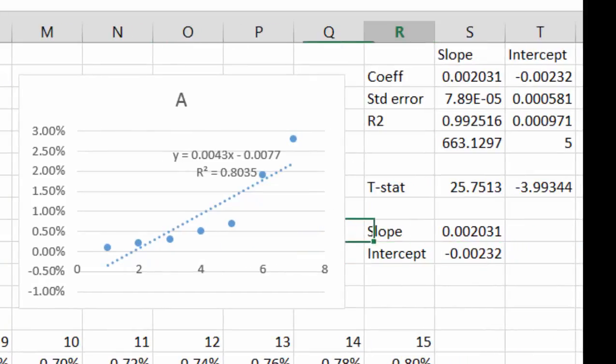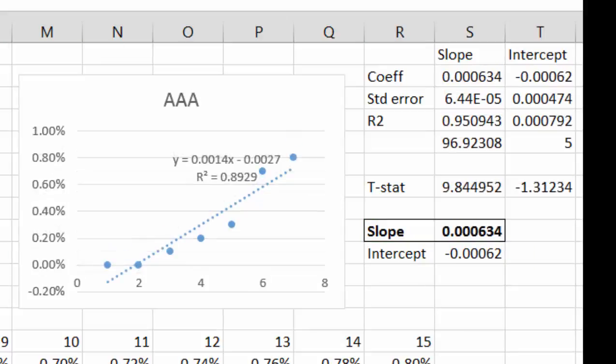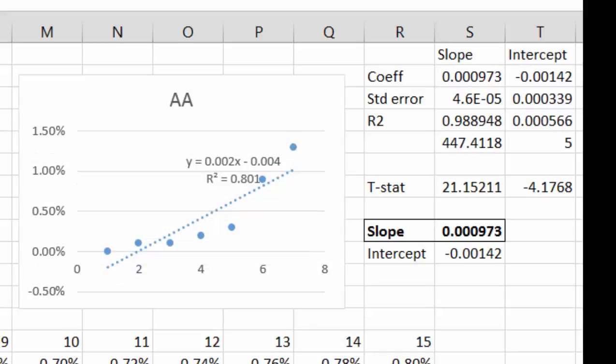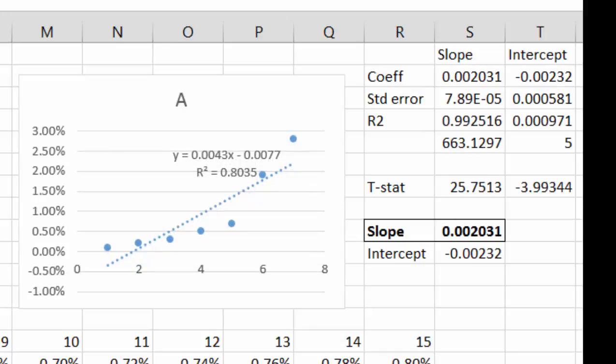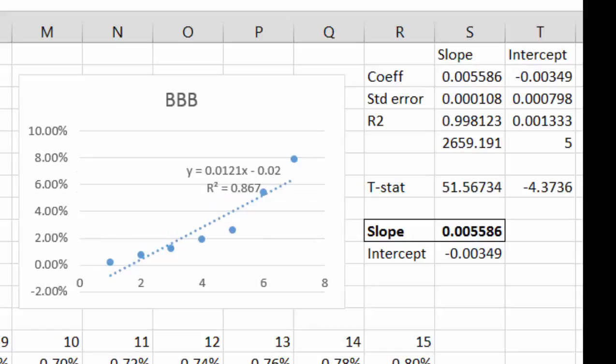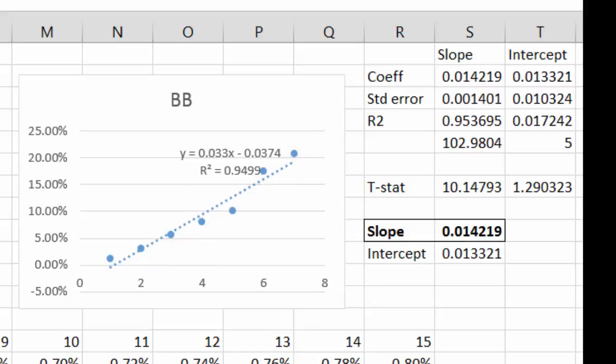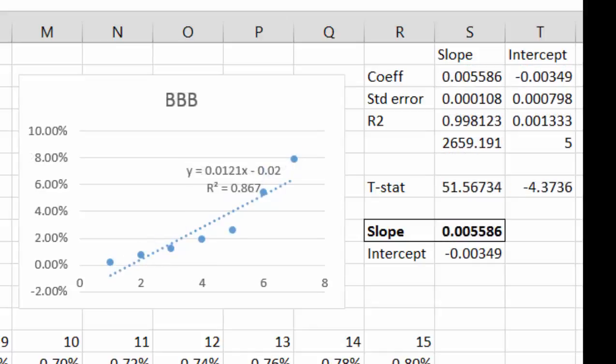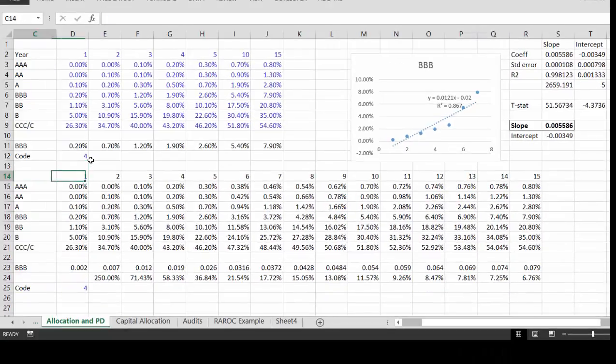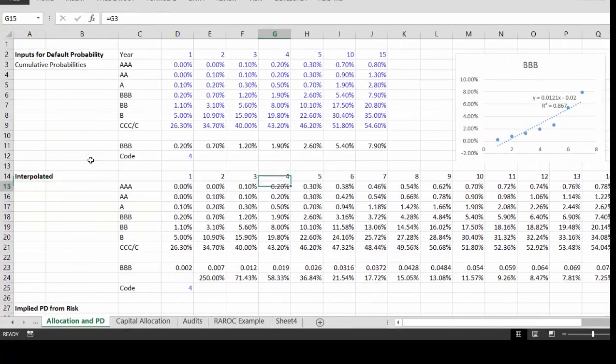Okay, so let's look at the slope, Shift Control 7, Control B, and then we can look at what happens to the slope if it's AAA, AA, A, triple B, double B. Triple B is the one I like to focus on because it's in the middle. Okay, so I don't know if that helped much.